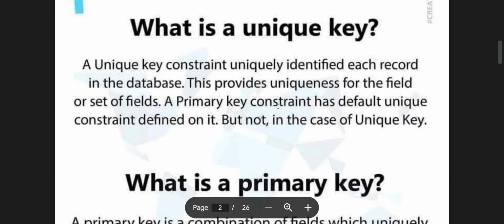And what is unique key? Unique key is a constraint that uniquely identifies each record in the database. This provides uniqueness for the field or the set of fields. The primary key constraint has a default unique constraint defined on it, but that is not the case for the unique key.